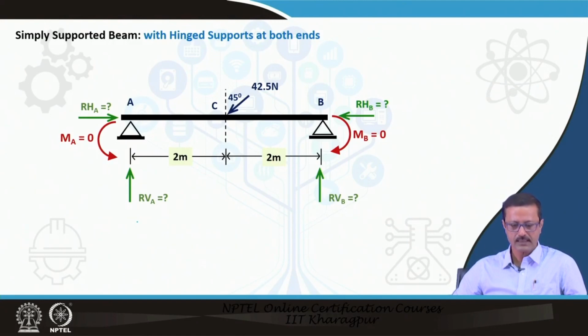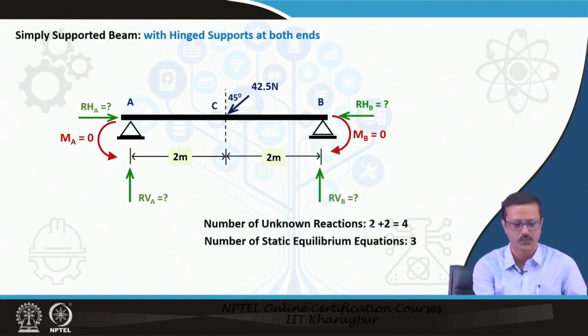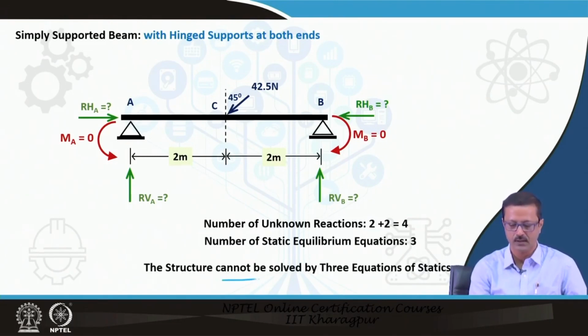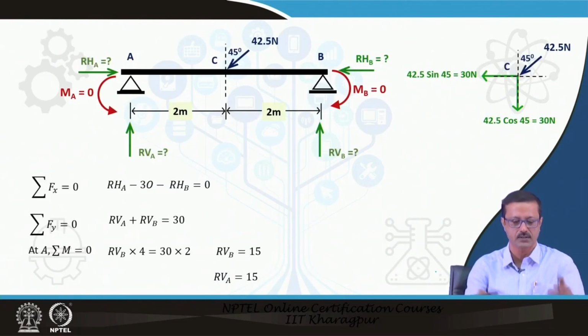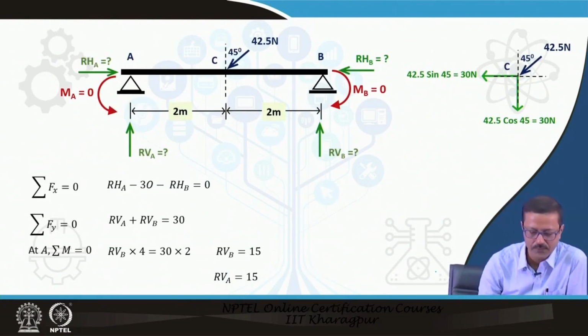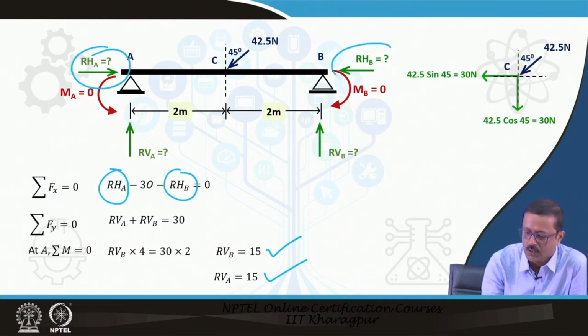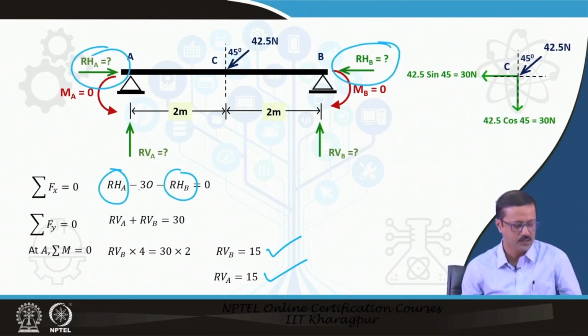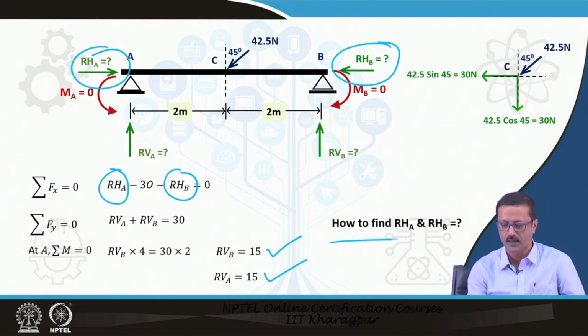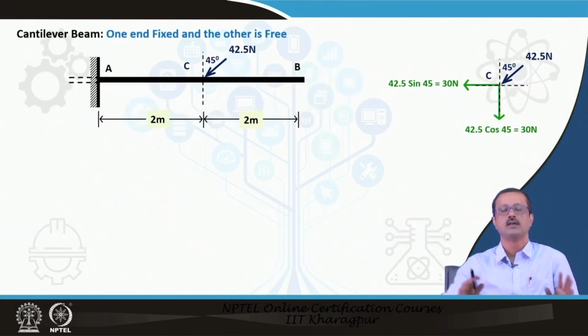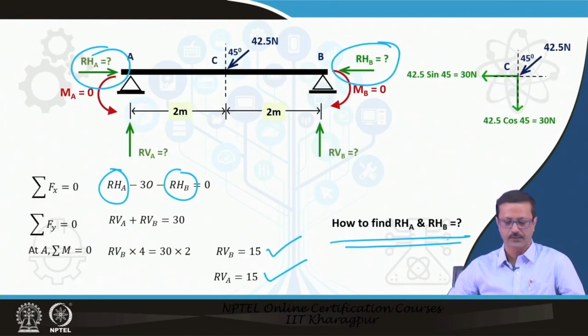In this case also, unknowns are 2 plus 2, 4, and the number of equations is 3. So, this structure cannot be solved by the 3 equations of statics. I can find this RV and RA equal to 15 and 15, but I cannot find this and this, because now there are 2 unknowns and I have only 1 equation left. So, how to find these 2? This is a statically indeterminate case.